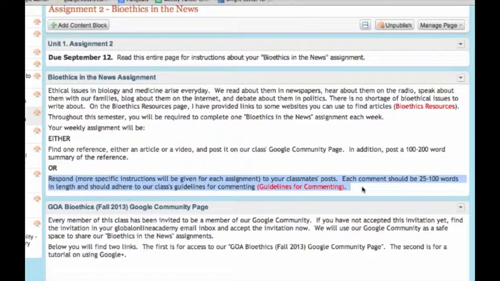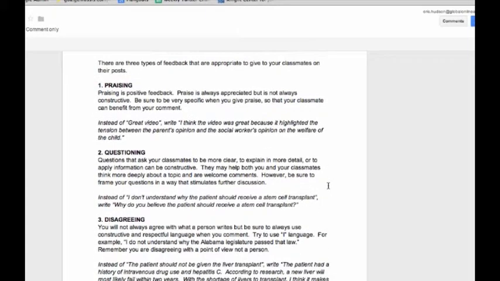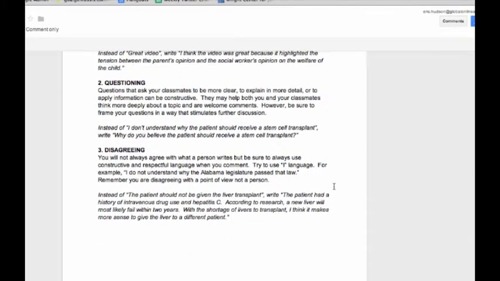Each comment should be 25 to 100 words and should adhere to the class's guidelines for commenting. And here she provides a link to a Google Doc that she created, which lays out the different ways she wants people to respond, if they are praising, if they're questioning, if they're disagreeing. Again, very clear. She provides examples of what she wants.